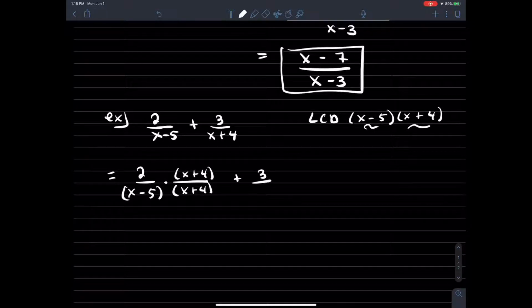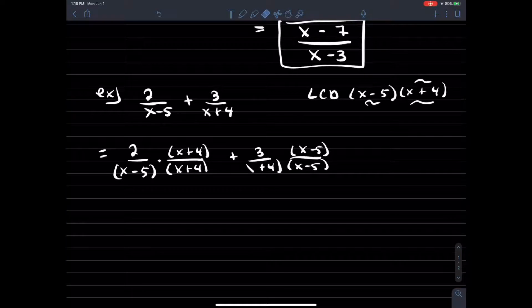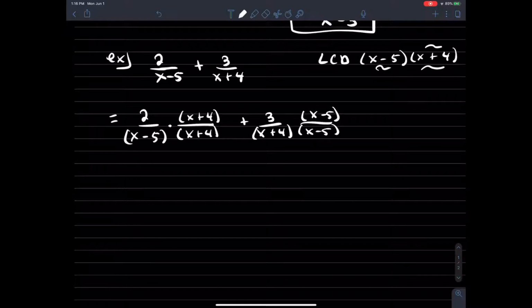And here I copy, same thing. I have an x plus 4. I need an x minus 5, so you multiply by x minus 5 over x minus 5, which is 1, so you're timesing that fraction by 1. And again, we don't want to cancel. Okay, we have a common denominator now. So my answer is my denominator of x minus 5, x plus 4.